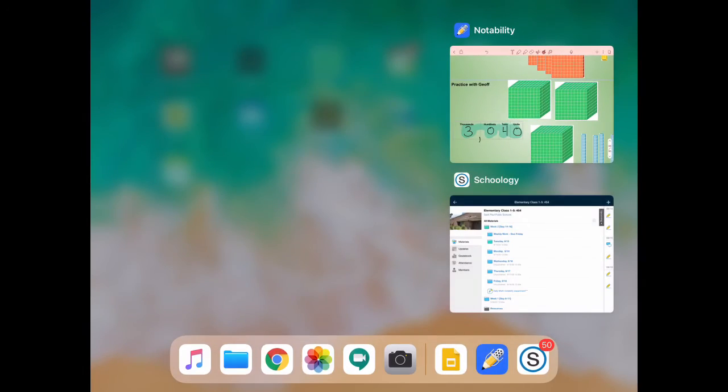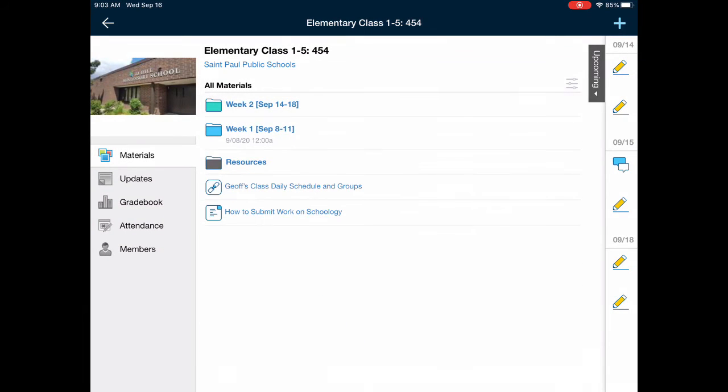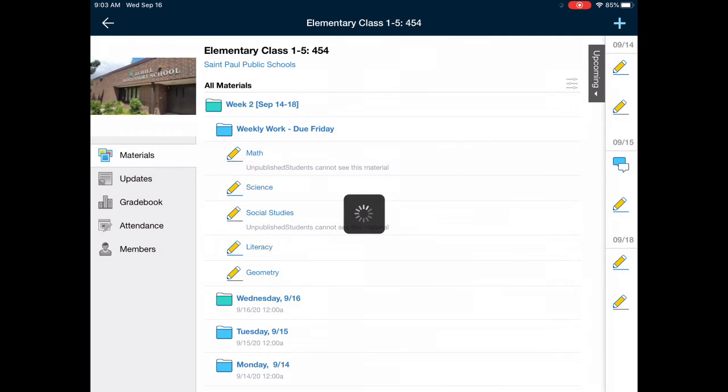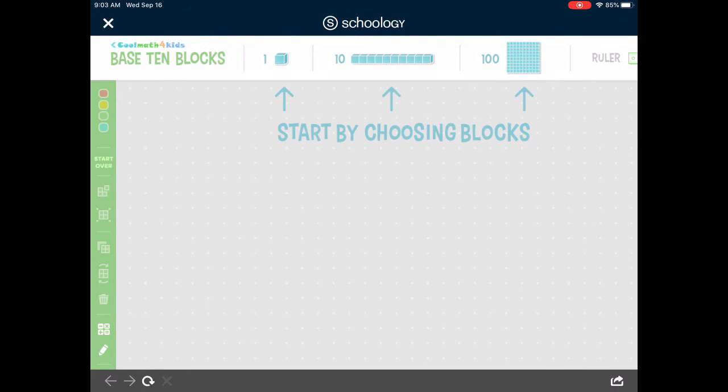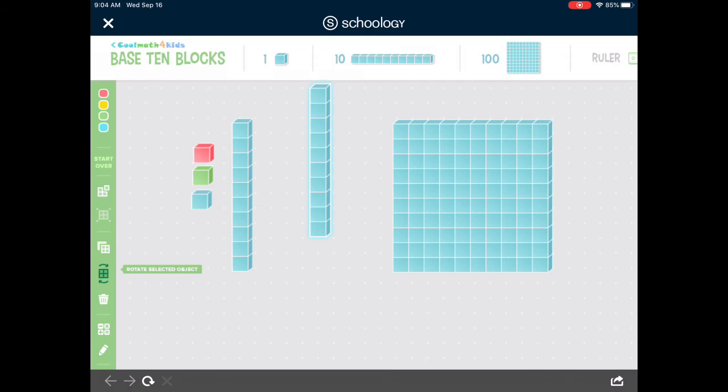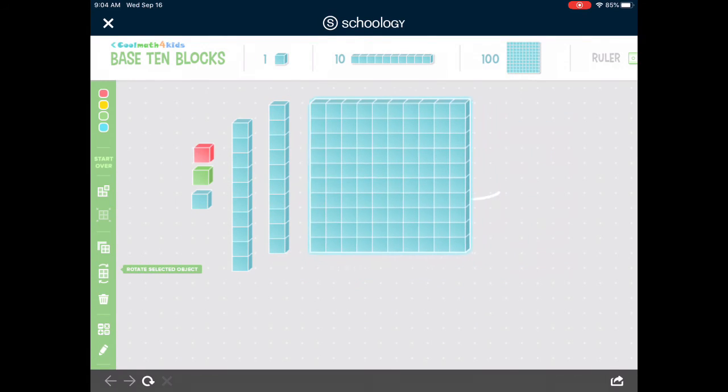So if I go into Schoology here, into week 2, and I find weekly work, due Friday, there's the math, I see here place value materials. If I open up the place value materials, it opens up this cool material where I can add units, tens, and hundreds. I can change their color by selecting them. I'm changing the color over here. What else can I do? I can rotate them like that if I want to fit them more easily. And it allows me to kind of manipulate it that way.